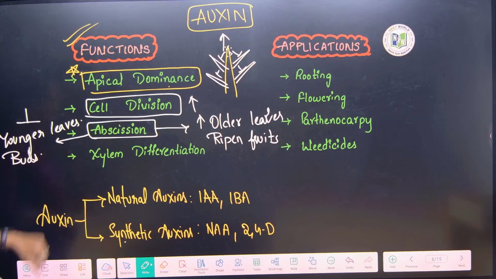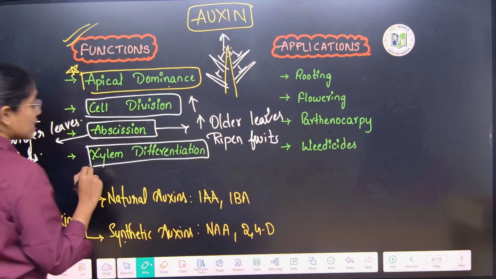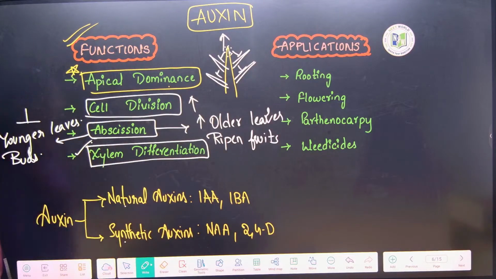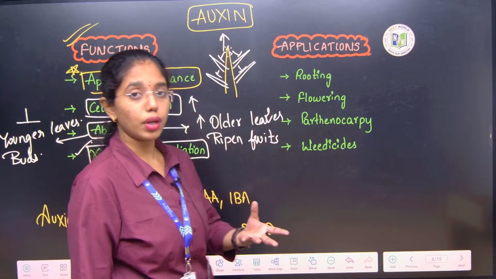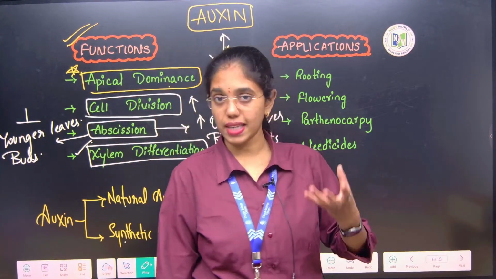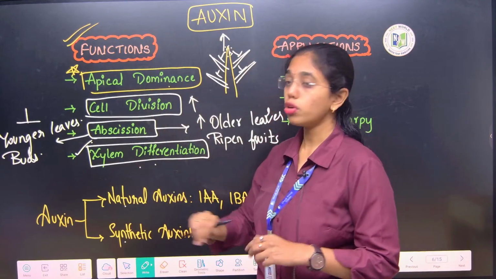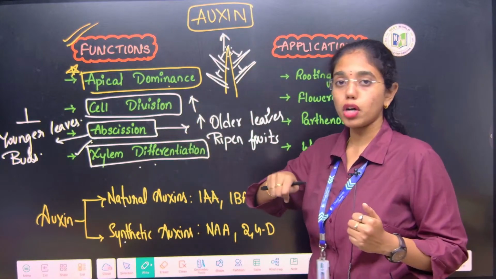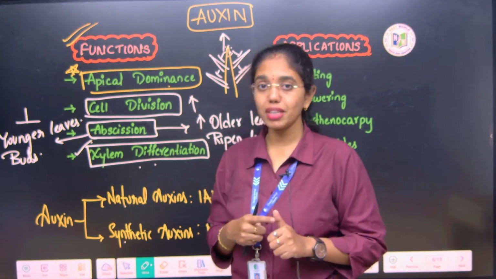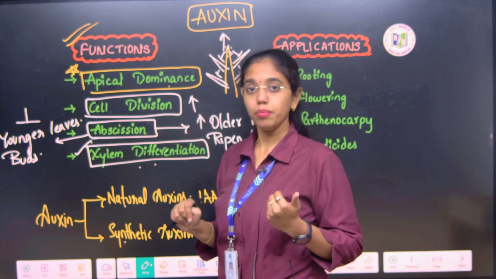And auxin plays a major role in xylem differentiation. The concept of differentiation, dedifferentiation, redifferentiation, you will learn in the anatomy chapter of NCERT 11. But as of now, remember that auxin also promotes the differentiation of xylem tissue. So, four major functions of auxins: first is apical dominance, second is cell division, third abscission and fourth xylem differentiation.